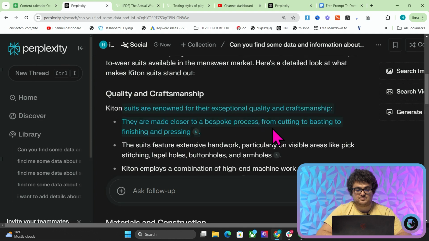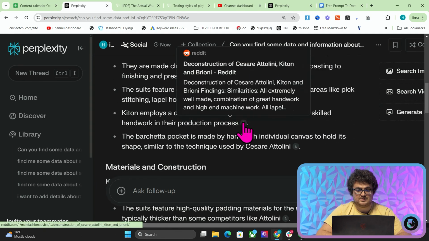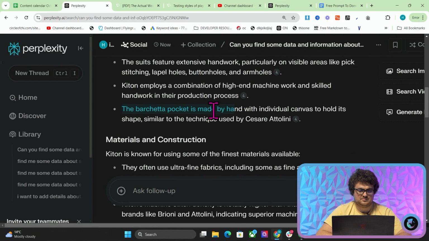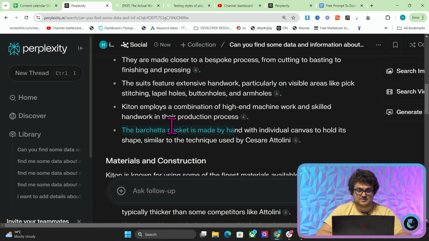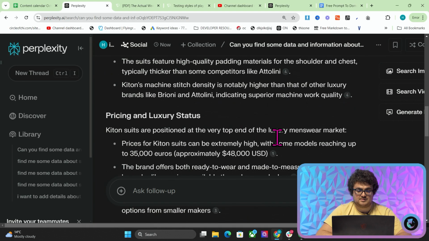So Kiton is renowned for their exceptional quality. There, blah, blah, blah. Is this all just Reddit? Yeah, literally, it's just Reddit. That's pretty interesting. The Barchetta pocket, which I've never even heard of, which is super interesting, is made by hand with individual canvas to hold its shape, similar to the technique used by Cesare Attolini. That's very, very interesting. I've never even heard of this Barchetta pocket. They use ultra-fine fabrics, blah, blah, blah.